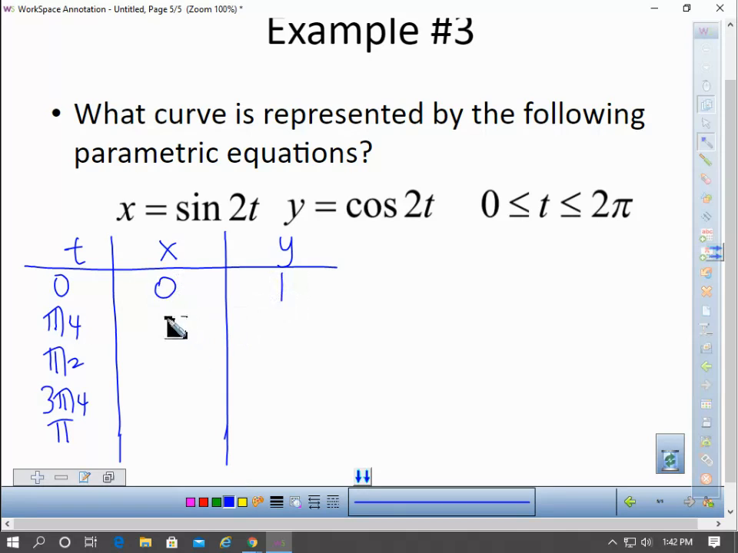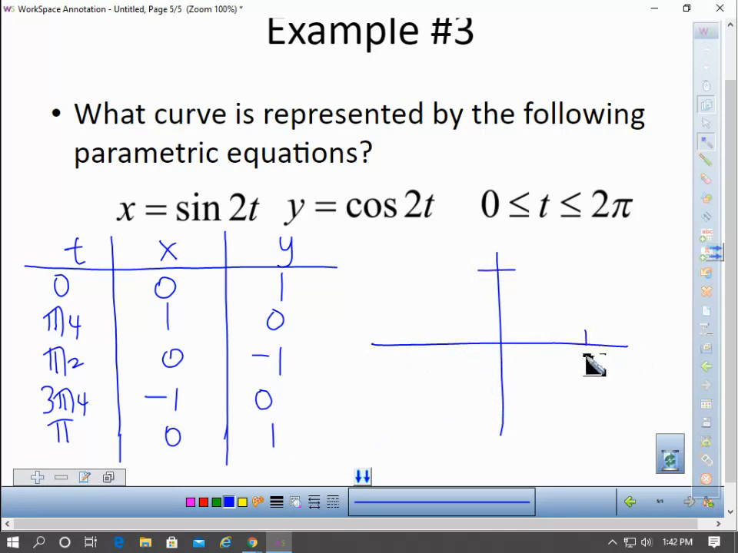So I've got 0, 1. This one's a little bit harder. 1, 0. Then this is 0, negative 1. This is negative 1, 0. And this is 0, 1. All right, so if I sketch this, I'm going out 1 in all directions. So I start at 0, 1 up here, and then I'm at 1, 0, so I'm over here moving this way. And then I'm at 0, negative 1, so I'm down here moving this way. And then I'm at negative 1, 0, coming up here. And then I'm at 0, 1 again.